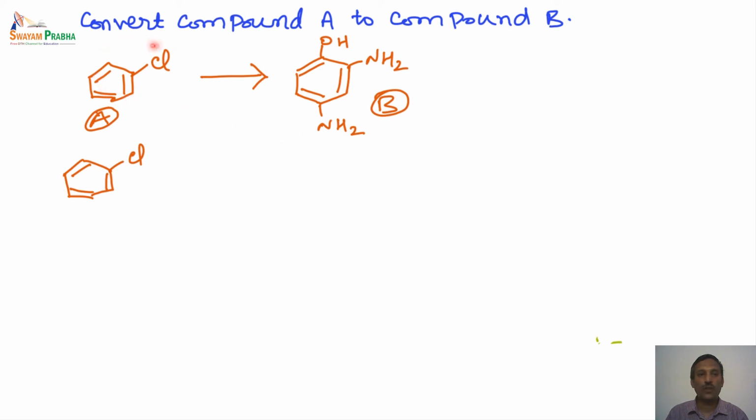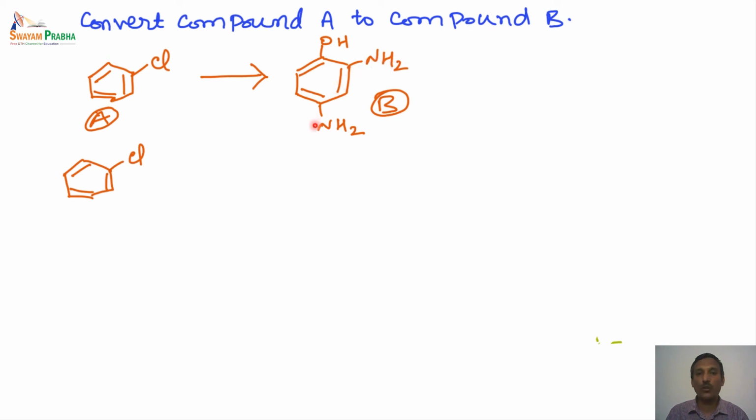Now we have to convert the chlorobenzene to the compound shown here. So how to convert this one? If we look at the product, we have a phenol, we have an amino derivative. So this amino derivative can be prepared from the nitro derivative. So if we have the nitro derivative here, then we can convert them to amino, so that is possible.